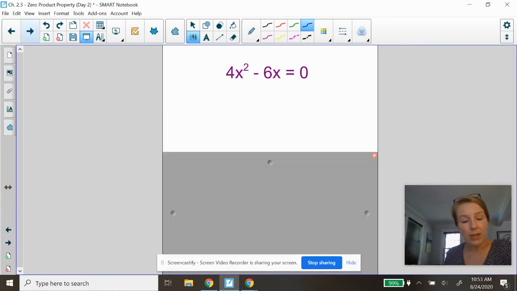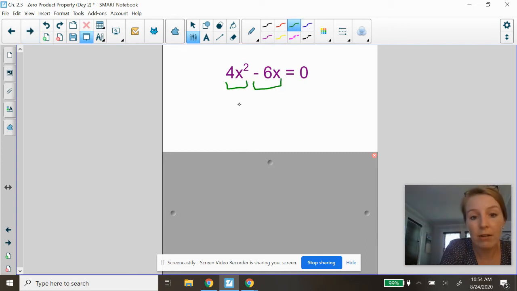This one is a little trickier. The reason for that is my x squared now has a coefficient that's no longer 1. So I'm still going to think about what my terms share, and I know they share an x. But because there's this coefficient here, I now want to think about what 4 and negative 6 share. The thing that they share is a 2. So I'm actually going to take out a 2x in my equation.